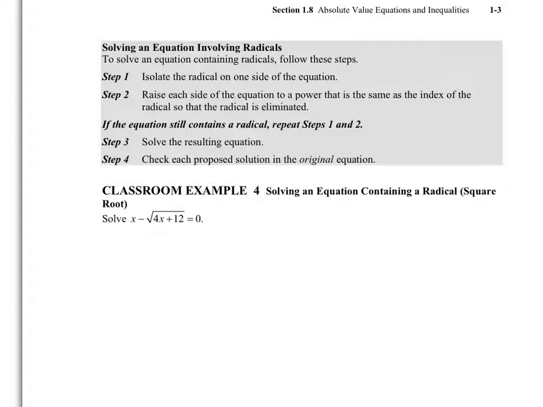If there had been an index, we would see a small number in the corner, and we'll see an example of that in a little bit. And then we would have to raise both sides to that same exponent in order to eliminate the radical.